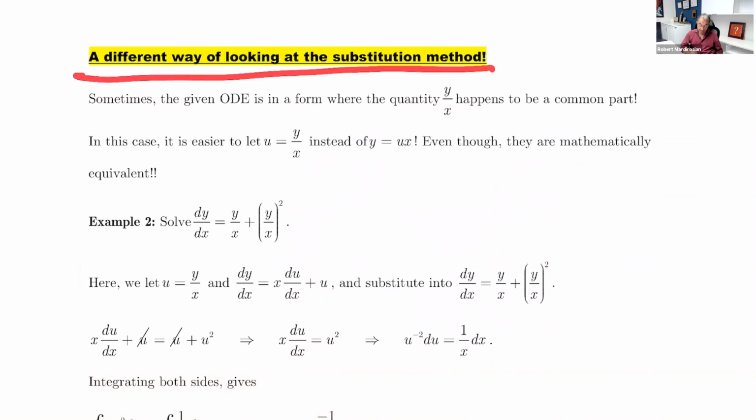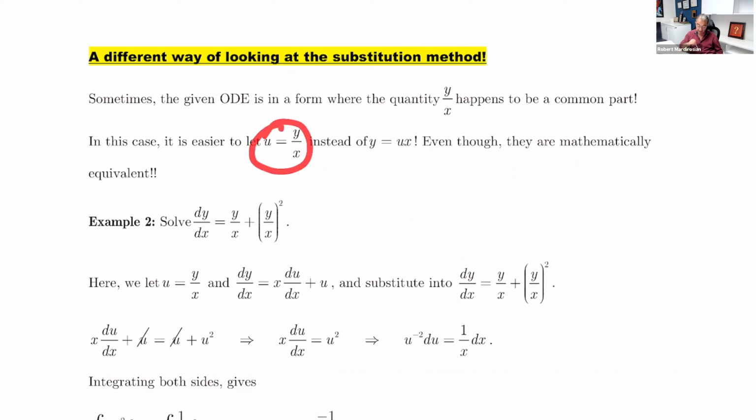There's a different way of looking at this method. Sometimes the given ordinary differential equation is in a form where the quantity y over x happens to be a common part. In this case, it is easier to, instead of saying y equals ux, just say u equals y over x. Even though they're mathematically equivalent, they are the same thing.